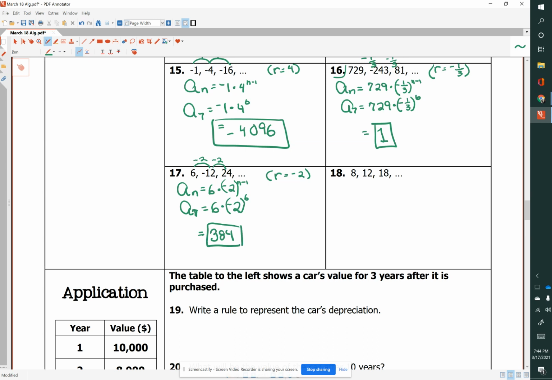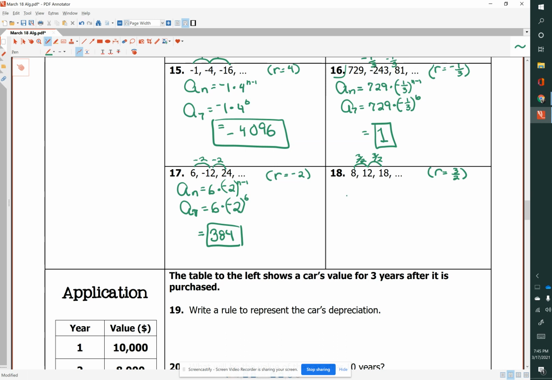And now number 18, we have 8, then 12, and then 18. So it looks like we're multiplying by 3/2, because 18 times 3 over 2 is 12. 12 times 3 over 2 is 18. So our common ratio is 3 over 2.